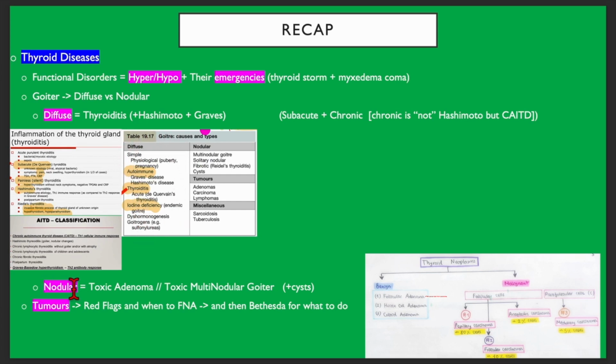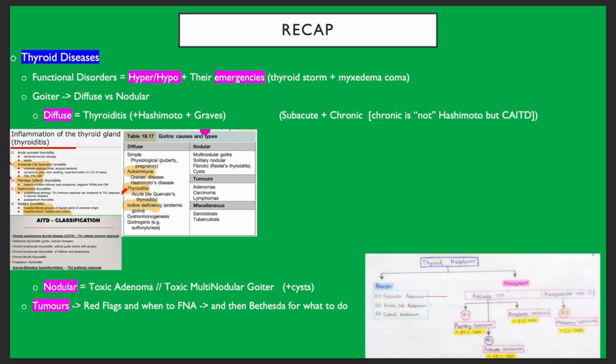And then when you go to the nodular, just think of the singular and multi: toxic adenoma, toxic multinodular goiter, and then the cyst. You don't care so much about the cyst because they are benign. Then you're done with the nodules, and you jump to the tumors: adenomas, carcinomas, and lymphomas, as we said for Hashimoto. For the tumors, what you just need to know is the red flags, when to do the fine needle aspiration, and the Bethesda for what to do when you get the results back. So that's for internal medicine, the thyroid diseases, how to have them in your brain.